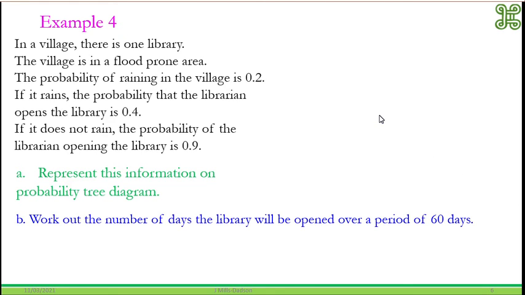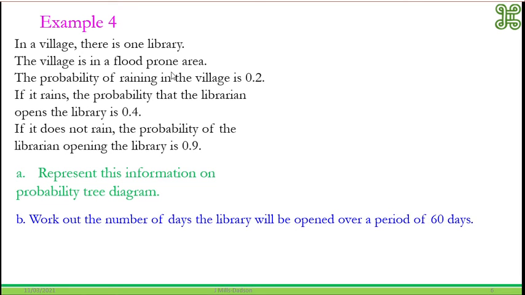Right. Now, last example. Pause it and read it, please. Okay. In a village, there is one library, and whether it's going to be open depends on whether it's raining or not raining. The probability of raining in the village is 0.2. If it rains, the probability that the library will be open is 0.4. But if it does not rain, the probability that the library will be open is 0.9. We need to represent this on a probability tree diagram and use it to work out the number of days the library will be open over 60 days.